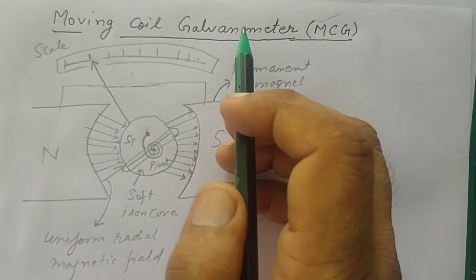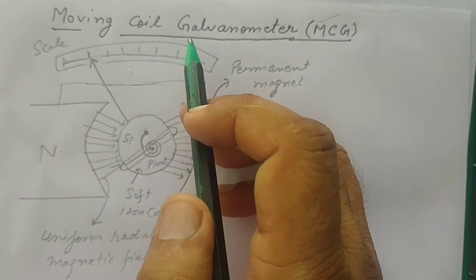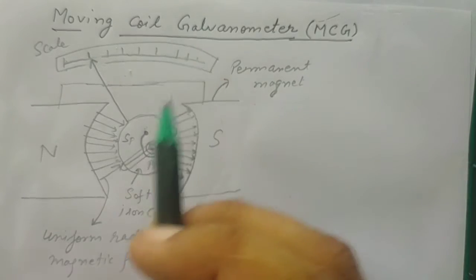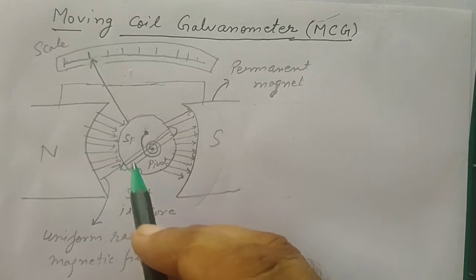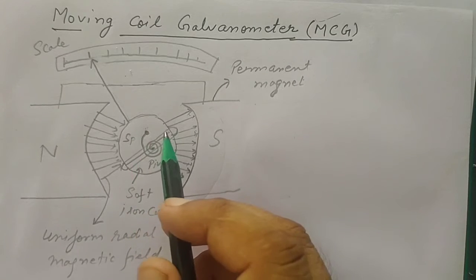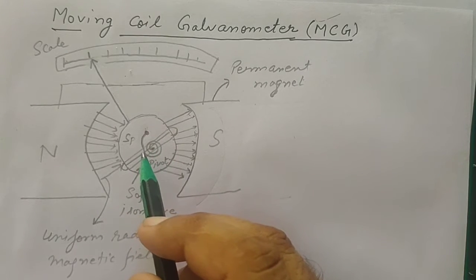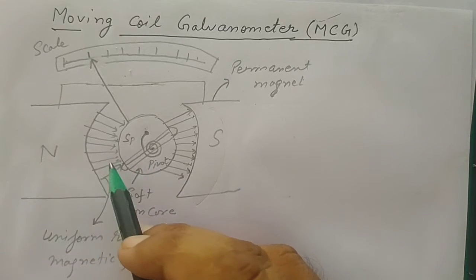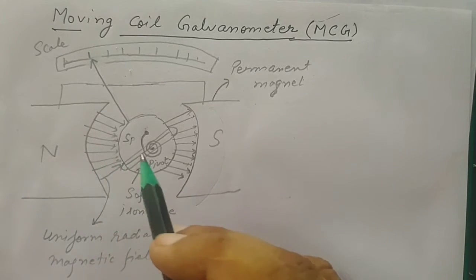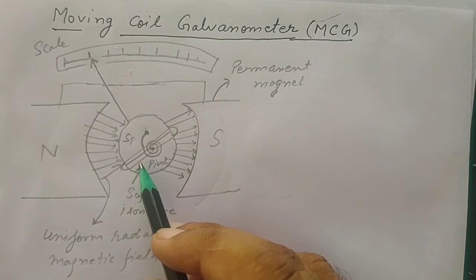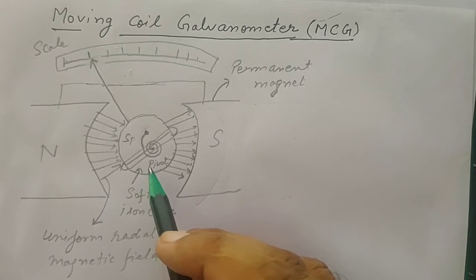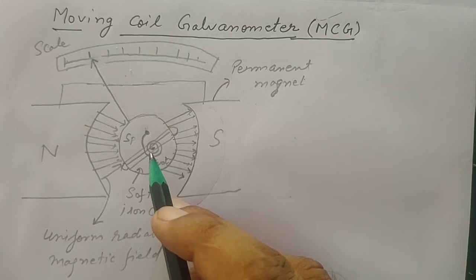Moving coil galvanometer. A moving coil galvanometer is a device that is used to detect current. The galvanometer consists of a coil with many turns free to rotate about a fixed axis in a uniform radial magnetic field. There is a cylindrical soft iron core which not only makes the field radial but also increases the strength of the magnetic field.